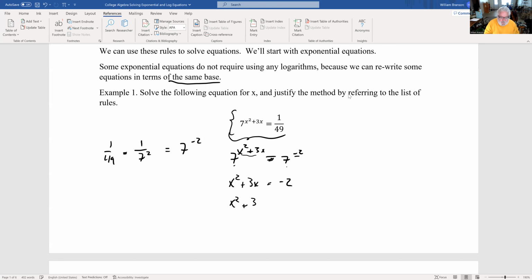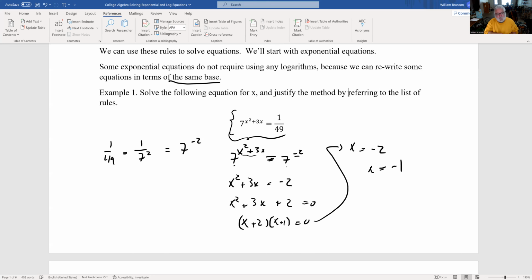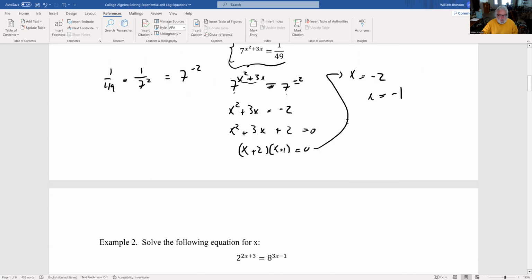And this is a quadratic equation. It can be factored. And that gives us our solutions. X equals minus 2 and x equals minus 1. And you can check the solutions by plugging them back in to see if they work.